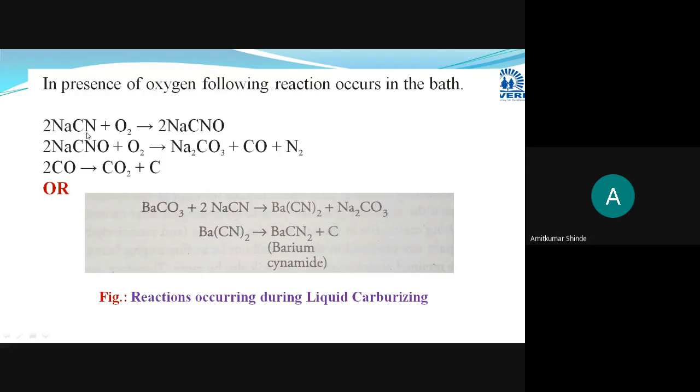This is the sodium cyanide. It will react with the oxygen and get transformed to sodium cyanate, NaCNO. The sodium cyanate will again react with the oxygen, and it will give you sodium carbonate. Then carbon monoxide and nitrogen gas will be produced, and again this carbon monoxide will get decomposed and form carbon and carbon dioxide gas, and this carbon will get diffused.